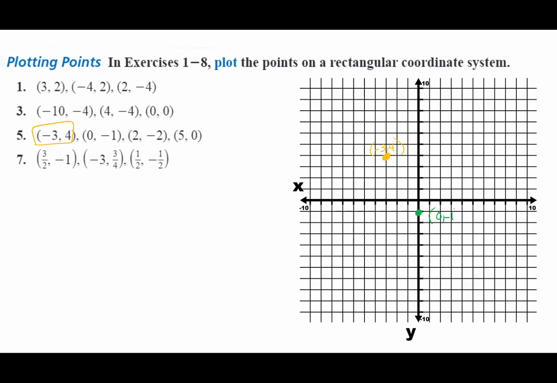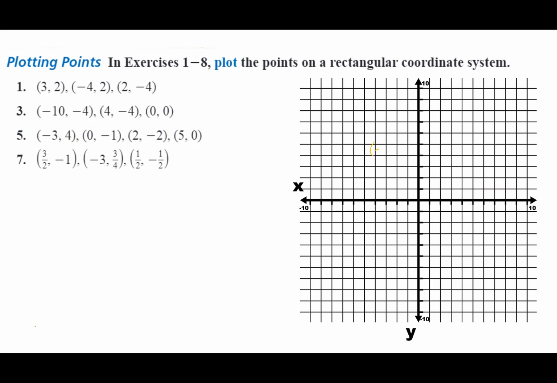So that's (0, -1). The next one is (2, -2). Again, start back at the origin. The x-coordinate is a +2, so we'll count 2 spaces to the right, and then 2 spaces down to -2, and that's the ordered pair (2, -2). And the last one for number 5 is (5, 0). Start back at the origin, count 5 spaces to the right and 0 spaces up or down, so it's going to sit right on the x-axis, and that's the ordered pair (5, 0).